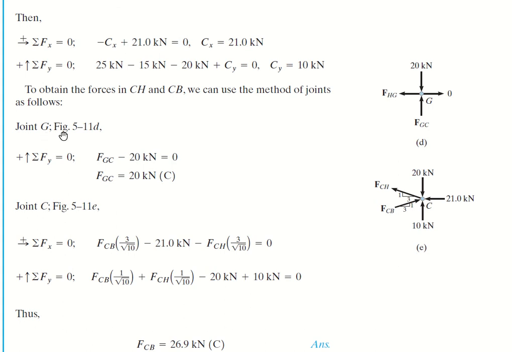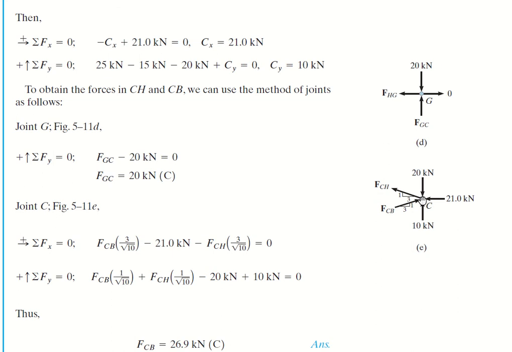Joint G, figure 5.11D. See, this is your joint G. At joint G, FGC, FHG, and the applied load of 20 kilonewton. Since the statement says that the force in GF is 0, so this is 0. So summation of Fy is equal to 0. You have two forces in the y direction, so FGC will be equal to 20 kilonewton, right? And FHG will be 0.